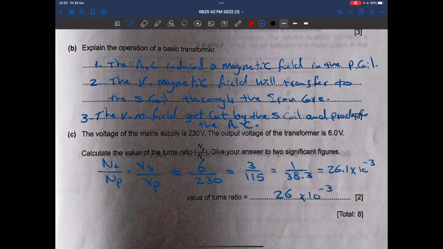Or also you can keep it like 0.026. Both are correct because both are in two significant figures as they ask you. Right? That was the end of the question. That was easy, about the transformer.